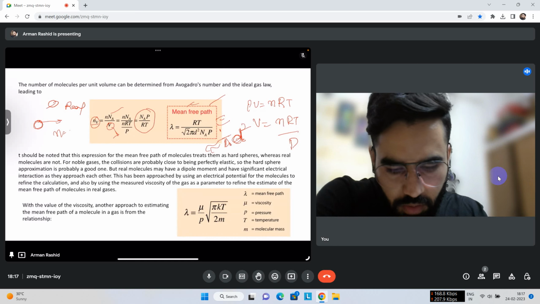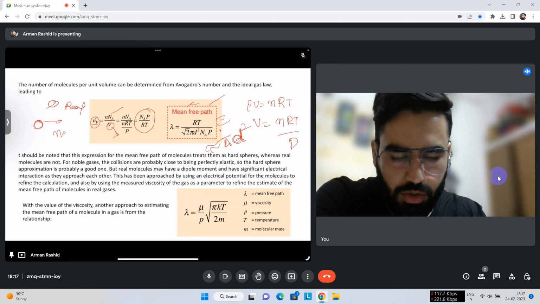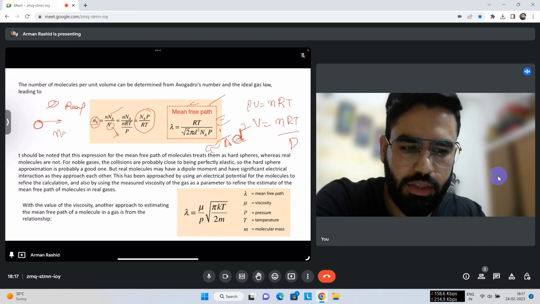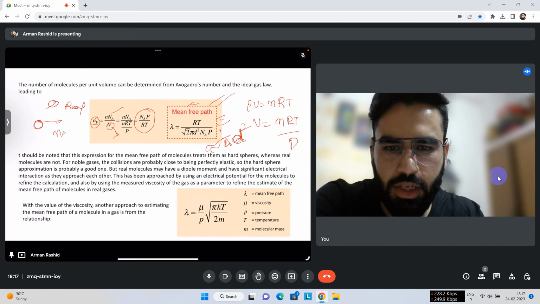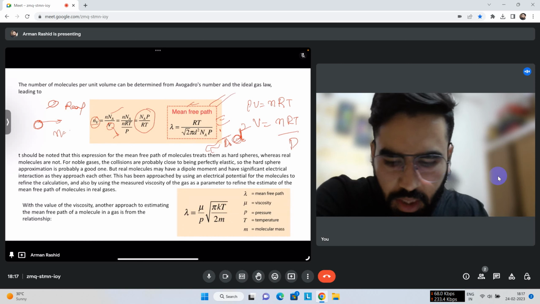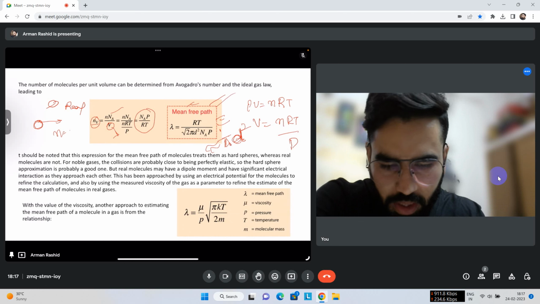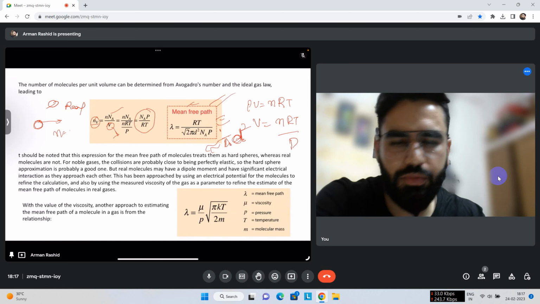Now what we can do is use the concept of viscosity. Viscosity is the opposition given to the flow of a liquid or fluid. It's a way to estimate the mean free path. Gases have viscosity, fluids have viscosity.